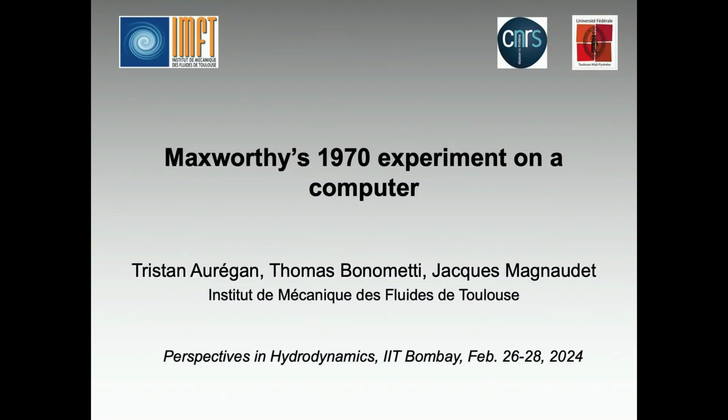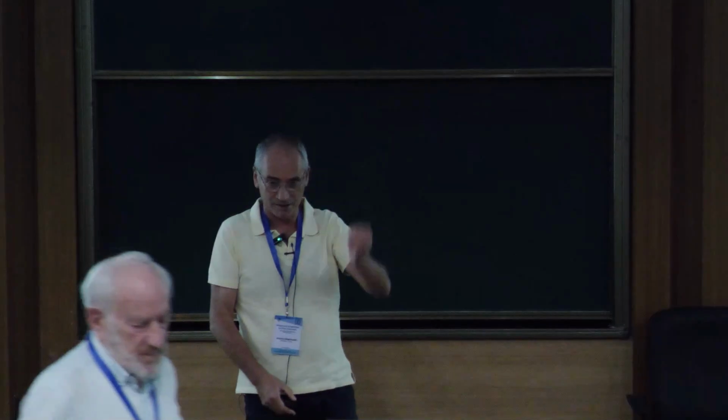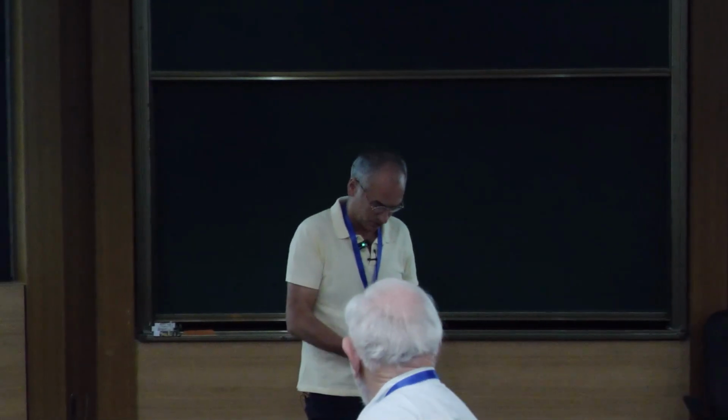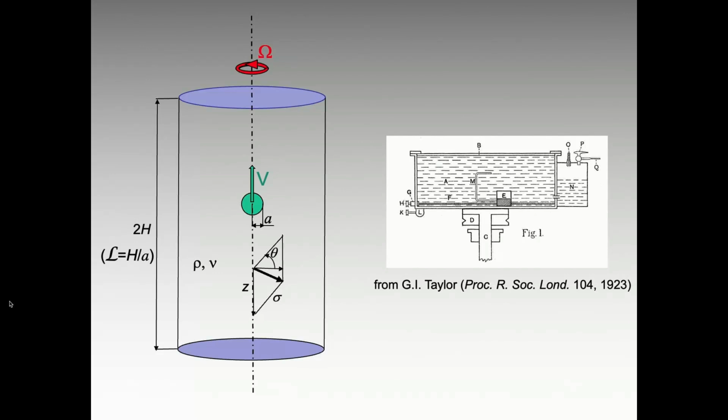The rise of a single sphere along the axis of a rapidly rotating container. Okay, so here is a sketch of the configuration, and on the right you can see a sketch of the original device that was used by J.I. Taylor in his famous experiment in 1923.